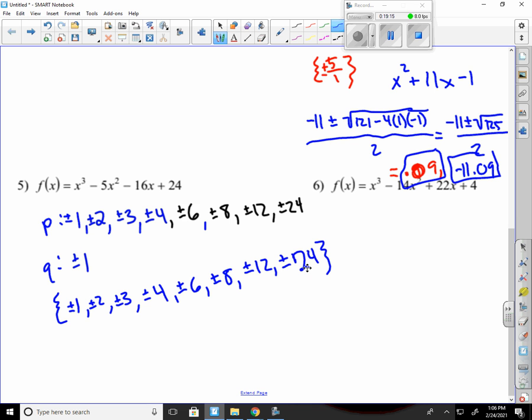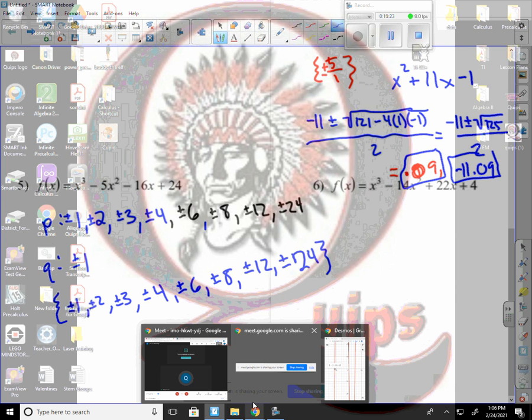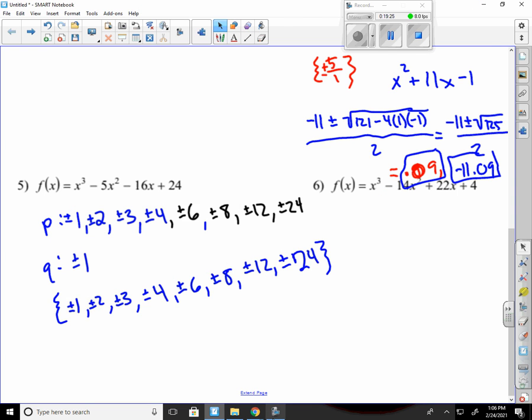Now normally you would just have to guess which one to start with. And if it didn't work, you'd move on to the next one. Luckily we have Desmos and we can get away with picking the first one right away.